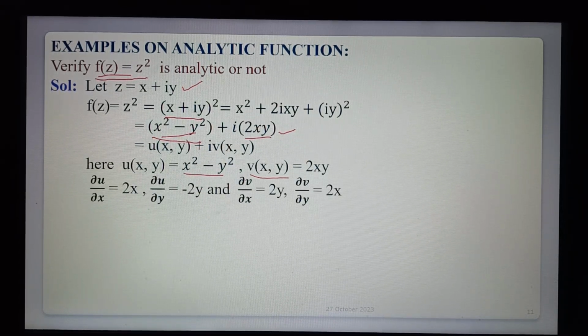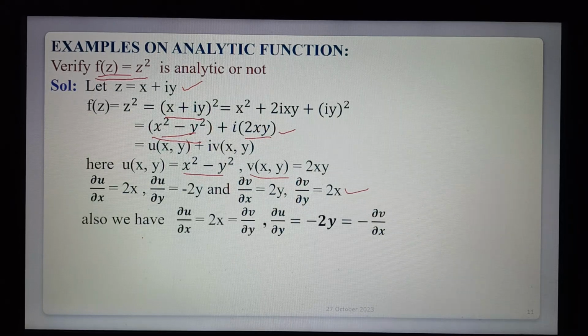Now finding the derivatives with respect to x and y of u and v. Dou u by dou x is equal to 2x, dou u by dou y is equal to minus 2y, dou v by dou x is equal to 2y, and dou v by dou y is equal to 2x. So all of them exist, children. All terms must exist, and we also observe whether the equations are satisfied or not.